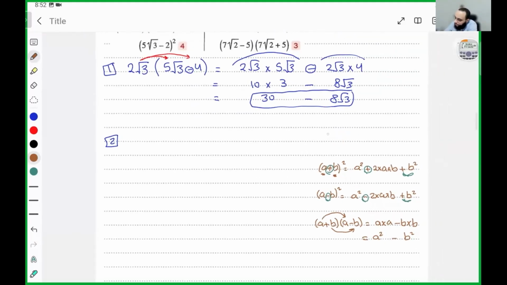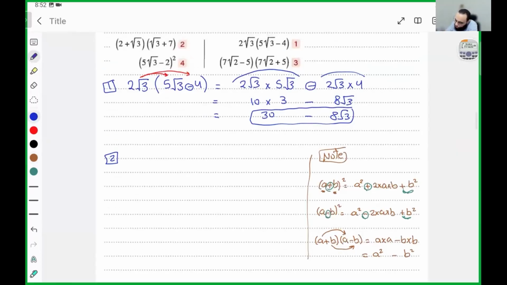So could you tell me, Nadine, this one, which is 2 plus root 3 and then root 3 plus 7, which one of these? Is it the first case, the second case, or the third case? The third case. Excellent. How can I do it?